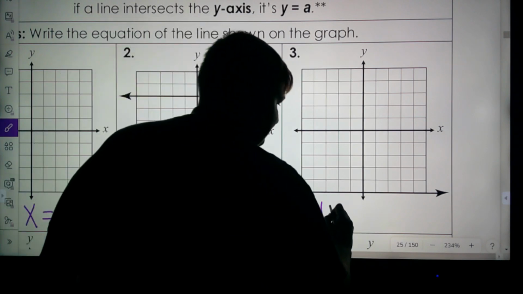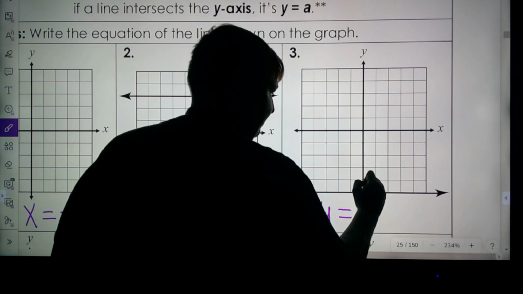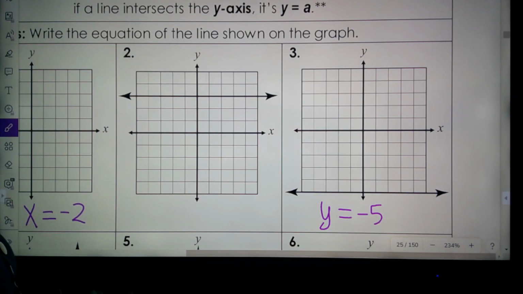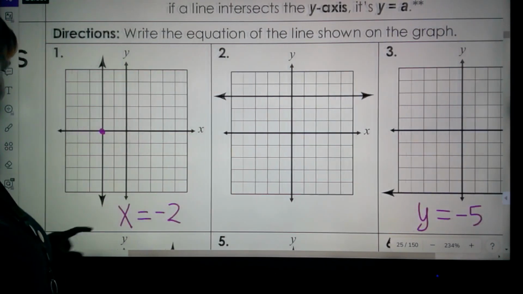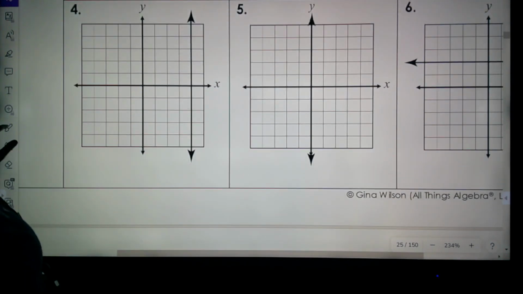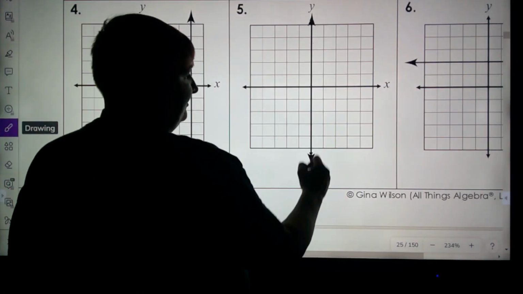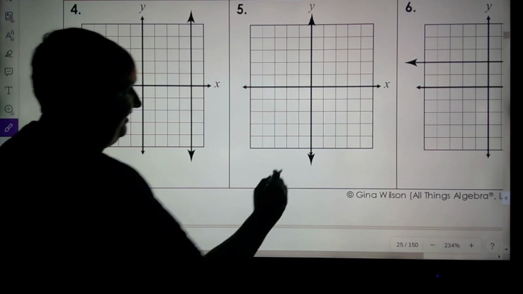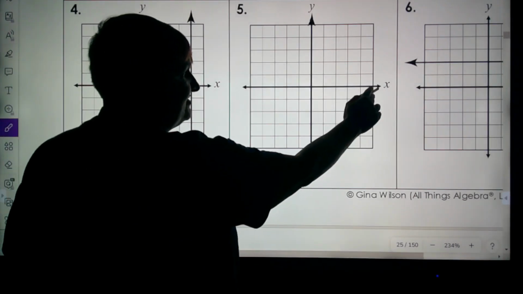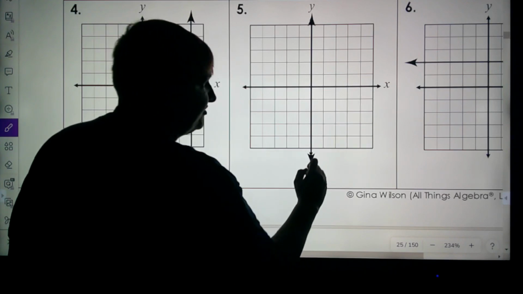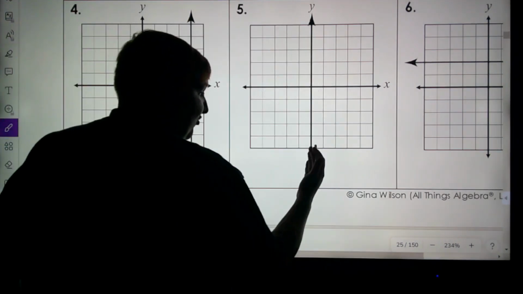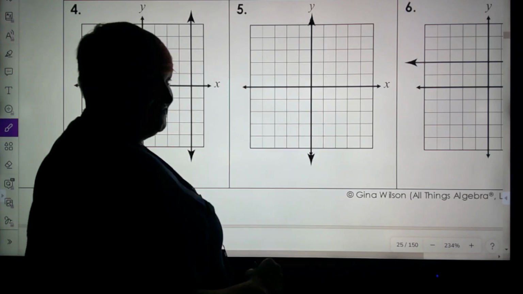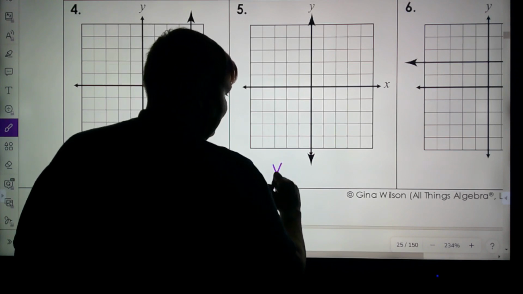This one crosses the y-axis at 1, 2, 3, 4, 5, -5. All you have to do is tell me exactly where it crosses the x or y axis. This one is literally on top of the y-axis. You've got to look carefully. There are little arrows to show the axes, and then there's this big arrow to show the line. It's on top of the y-axis, so where does it cross the x-axis? It crosses at 0.